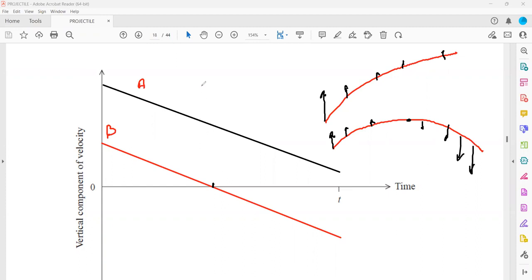Why is the graph a straight line? Because the vertical component has a constant acceleration due to gravity. Whenever you have acceleration due to gravity, which is constant, the velocity-time graph should be a straight line. It should not be curved. If it is curved, it means the acceleration is different. We just need the vertical component, which has the same acceleration and deceleration. That's why it is a straight line.